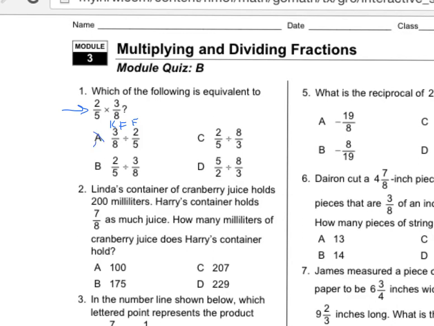That's not true. Look at B. 2/5 is in the same place. That's good. Divided by. So they've done keep, flip. But did they flip the second one? No, they didn't. Look at C. Did they do keep, flip, flip here? Keep. Yes. Flip. Yes. Flip. Yes. C is your answer. Number 2.